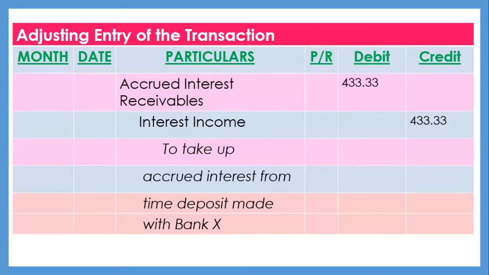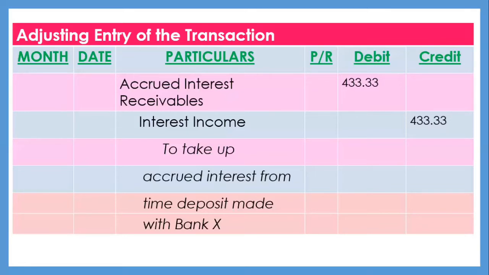And on the other hand, since we increased our capital, which is our interest income, going back to the basic rule as to when to debit and when to credit, if we increase our capital, then we need to credit the account. As you can recall, this is under model number 1. Model number 1 states increase in assets, increase in capital. So in every increase in asset, there is also an increase in capital. So our brief description would be to take up accrued interest from time deposit made with Bank X.